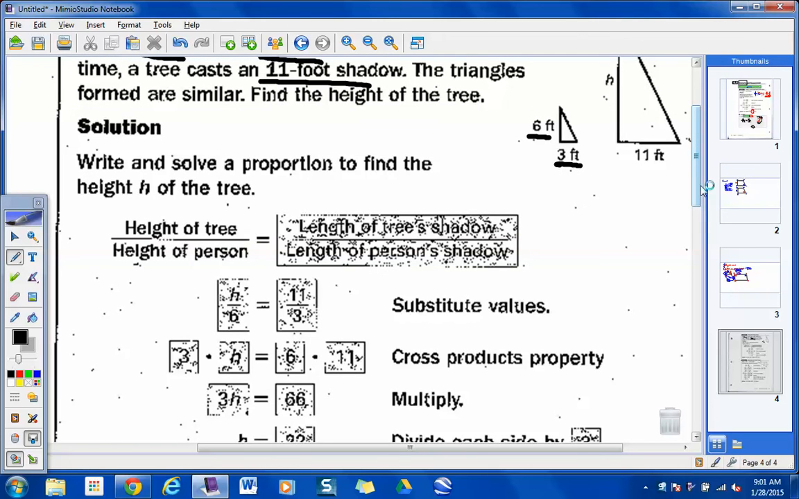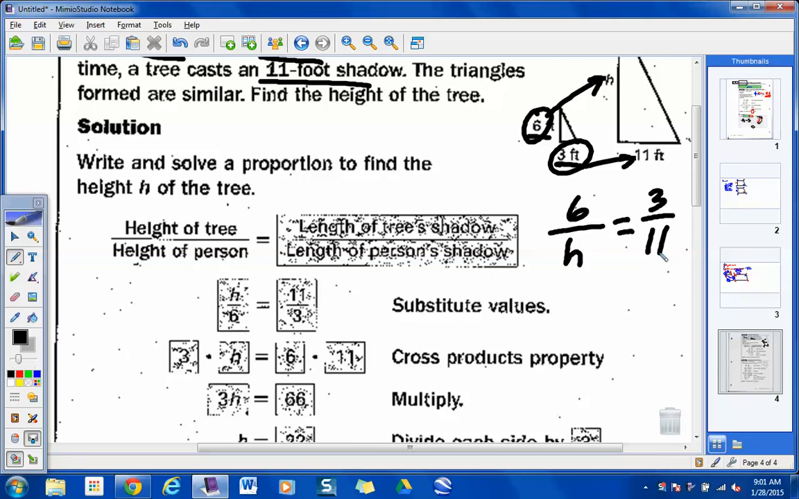Okay, so you start with H, all right? And it doesn't matter. Could I start here and say 6 is to H, go that way? As long as I go the same direction with the other one. So let's do that. We'll say 6 is to H as 3 is to 11. Now, Mason, the way you started saying it, you were going to say H is to 6. If you would have done H over 6, what would you have in the second ratio? 11 over 3. Very good.